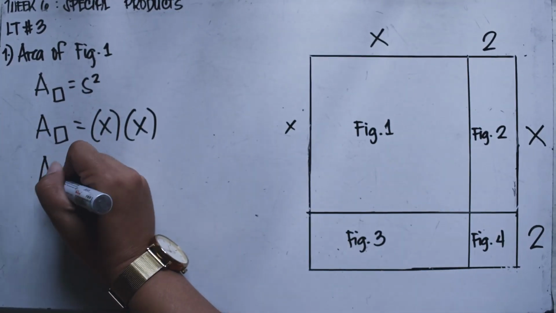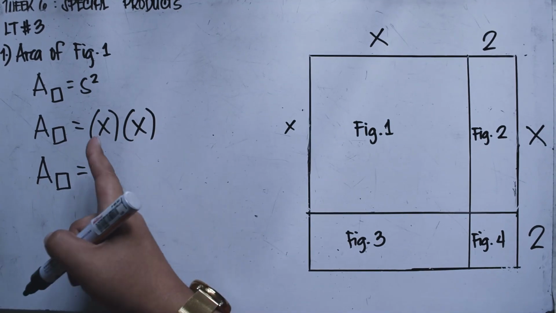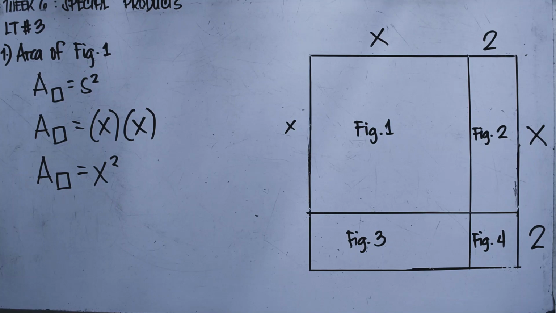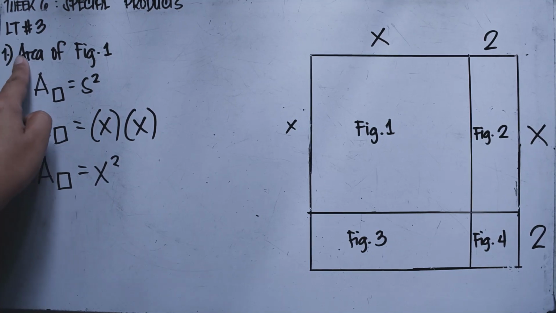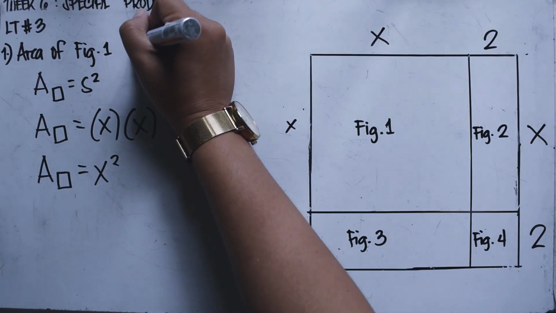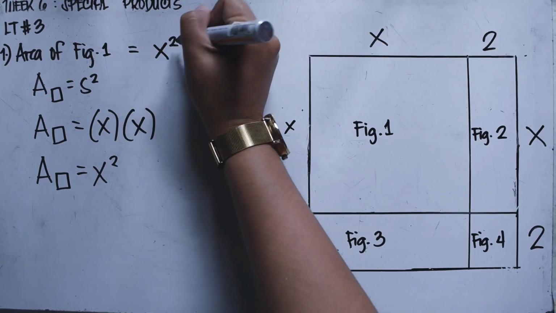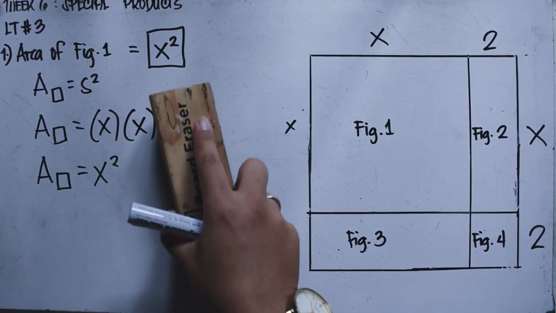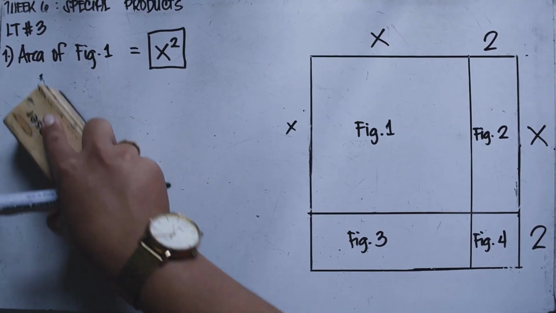So, ibig sabihin, ang area ng figure 1 natin na square ay x times x or simply x squared. Nakuha. So, ganun lang po kadali. Yun na po agad ang answer sa area of figure 1. So, dito ko na nilagay ha. Area of figure 1 is x squared. So, box ko na. So, burahin ko na itong solution. Madali lang naman, di ba? So, mag-proceed na tayo agad doon sa number 2.